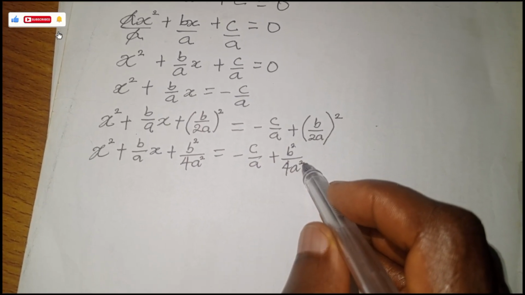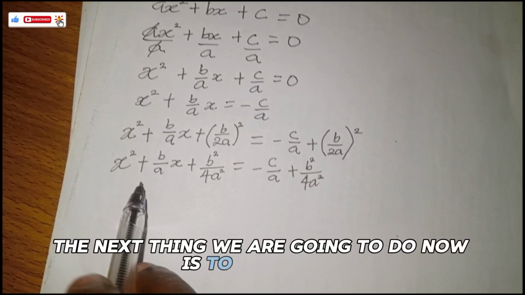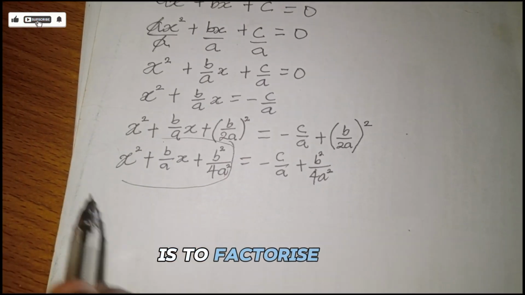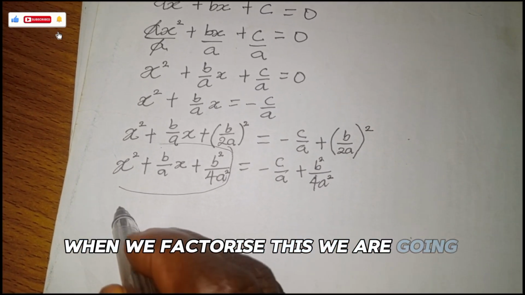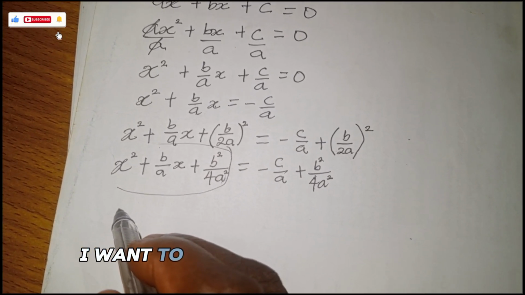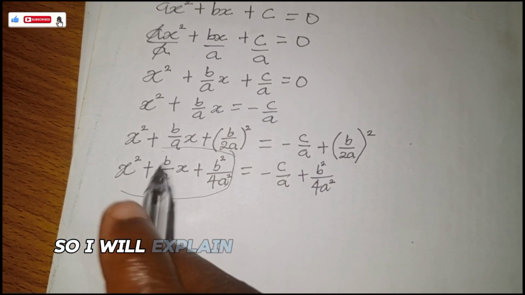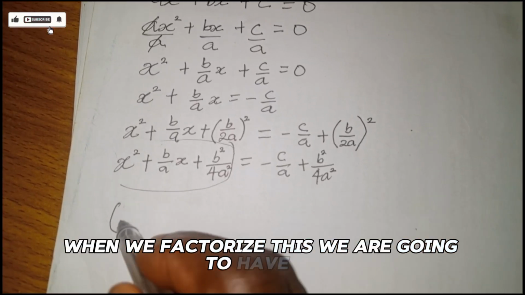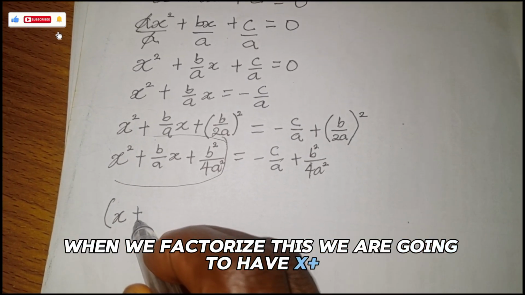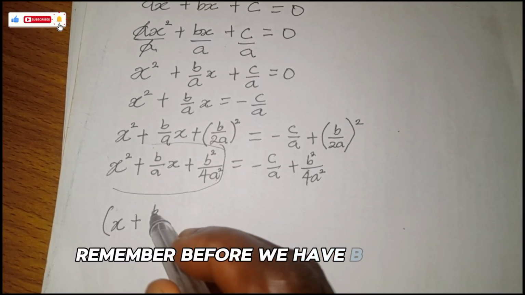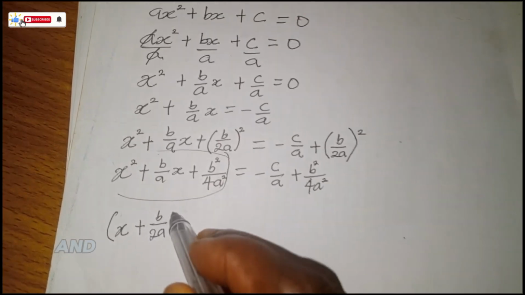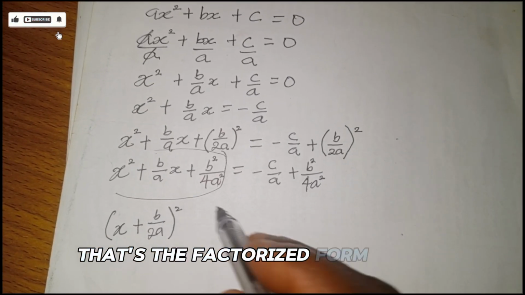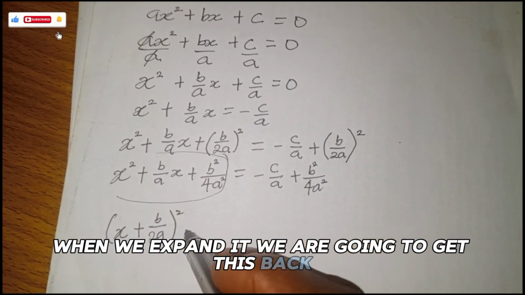Having done that, the next thing we are going to do is to factorize this. I want to make this video shorter, so I will explain how to do that in my next video. When we factorize this, we are going to have x plus, remember before we have b over 2a, and that's what we have again, all squared. That's the factorized form of this. When we expand it, we get this back.